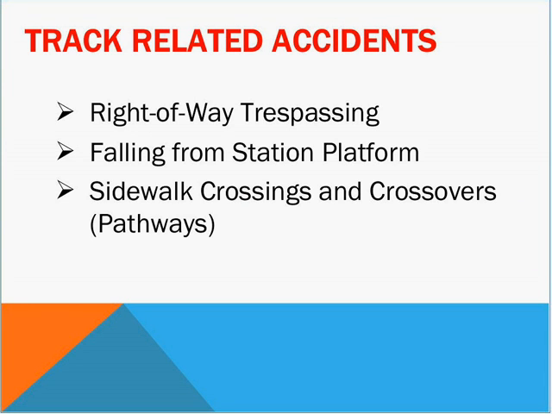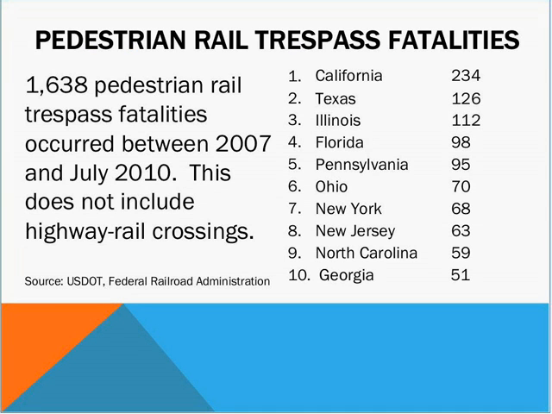Let's take a look now at track-related accidents. That's in terms of right-of-way trespass, falling from station platforms, sidewalk crossings and crossovers, which we sometimes refer to as pathways. This is just a quick rundown of the number of accidents that occur in the United States that result in fatalities from entering the right-of-way, and you can see that this is quite a significant number.